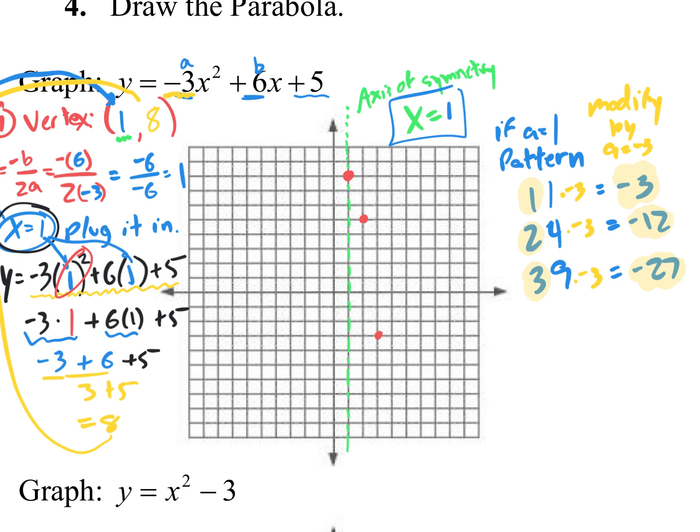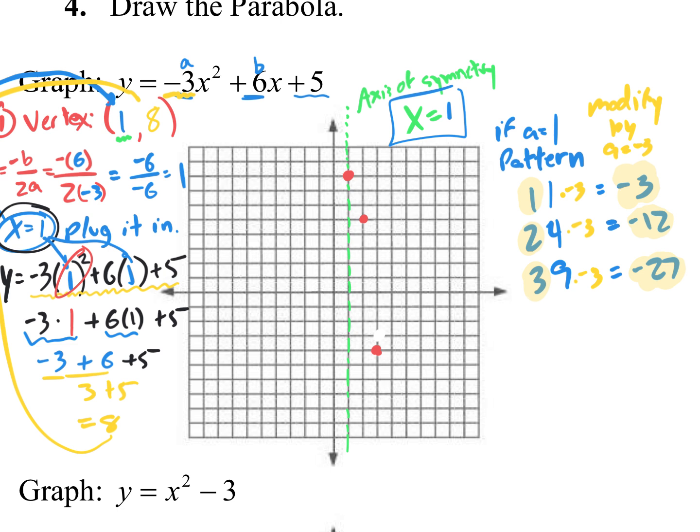Is that right? Let me see. 1, 2, 3, 4, 5, 6, 7, 8, 9, 10, 11. Oh, dang. 12 would be down here. My bad. One less. Let me just white out that one. Okay.